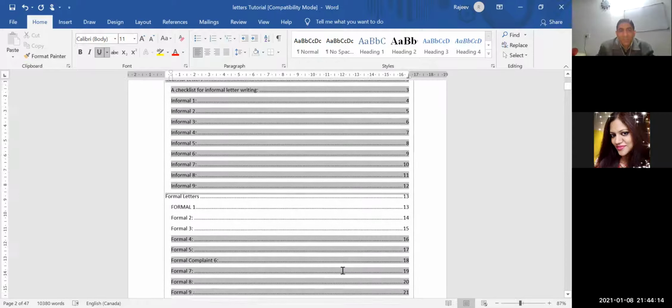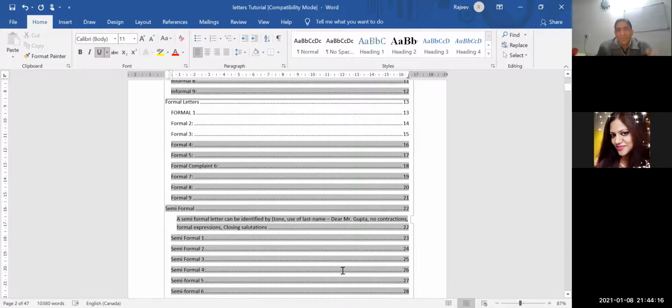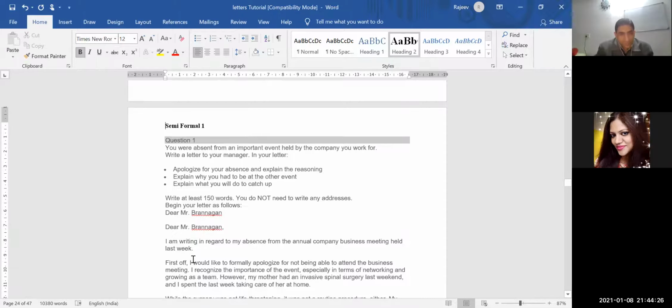Semi-formal is something which is in between. I mean, something which is similar to formal as well as informal. You know the person, but the context is very formal. For example, writing to a landlord. You are absent from an important event held by the company you work for. Write a letter to your manager.